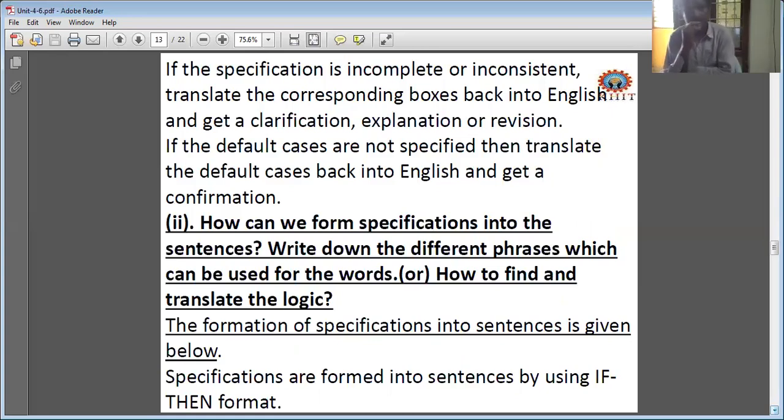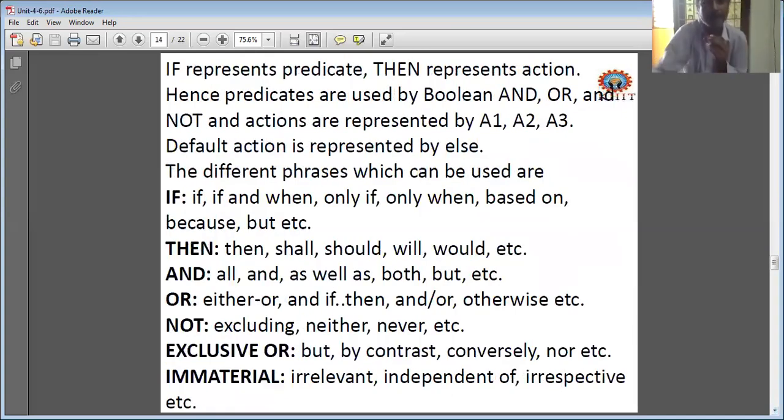How can we translate specifications into sentences? Here are the different phrases which can be used for words, and how to find and translate the formation of specifications into sentences. Specifications are formed into sentences by using the if-then format. In the if-then format, if represents the predicate and then represents the action. Hence, predicates are combined using Boolean and, or, not, and actions are represented by A1, A2, A3. The default action is represented by else.